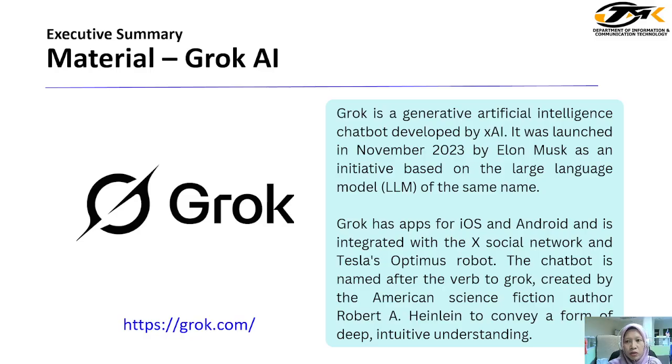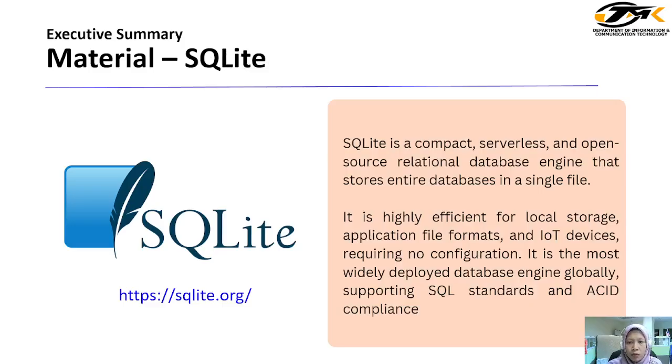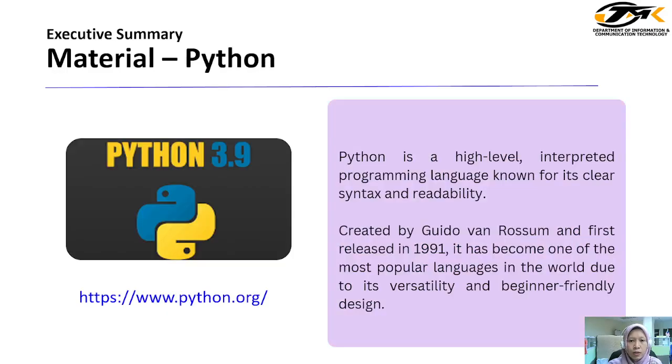This is a generative artificial intelligence that we integrate with our chatbot, developed by Elon Musk in November 2023. SQLite is a compact serverless database engine that we use for this application. Our database is very light, consisting of just the username and password of a student. Our coding uses Python 3.9, and as long as it is 3.9 and above, it can support most of the configuration.